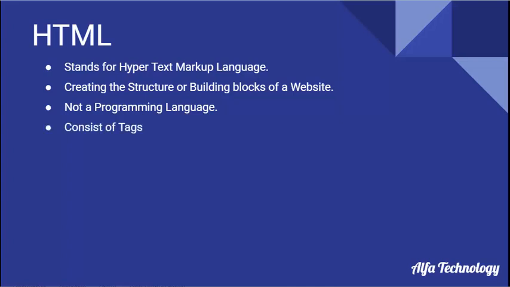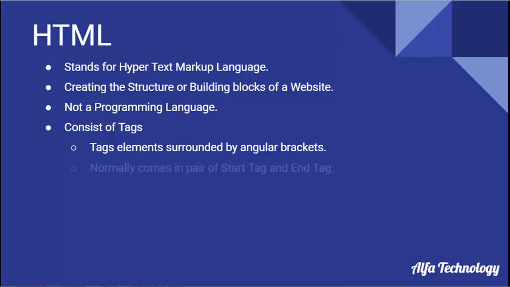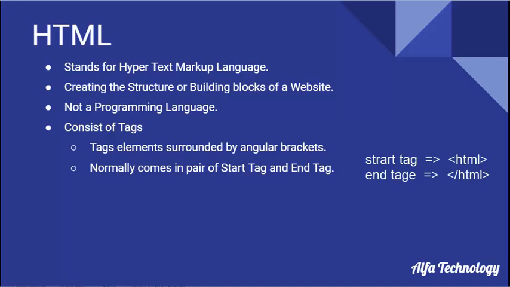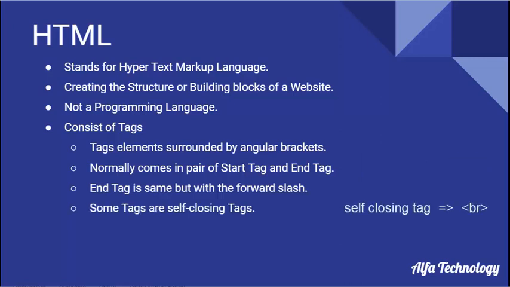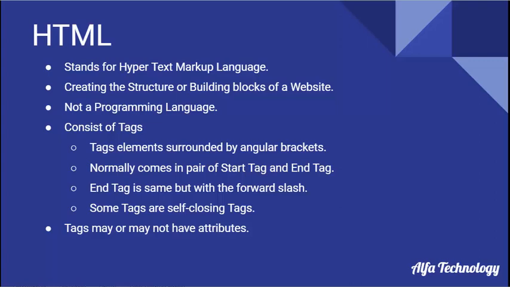HTML consists of tag elements surrounded by angle brackets. Normally, tags come in a pair of start tag and end tag. The end tag is the same but with a forward slash. So we have two tags, start tag and end tag. The difference between start and end tag is that the end tag has a forward slash. In HTML, some tags are self-closing tags, so we don't need to close them. Tags may or may not have attributes.